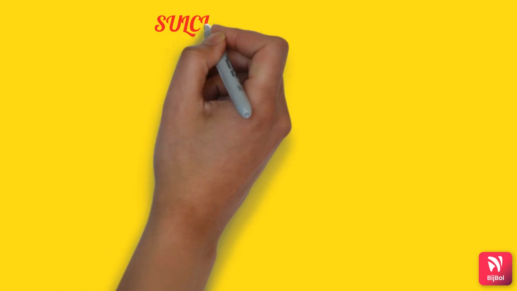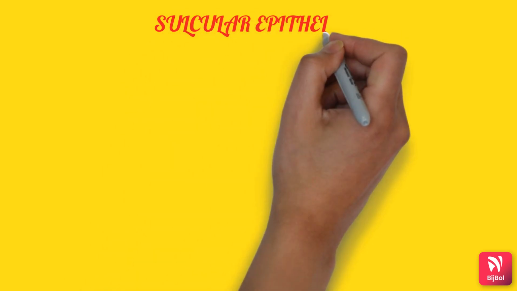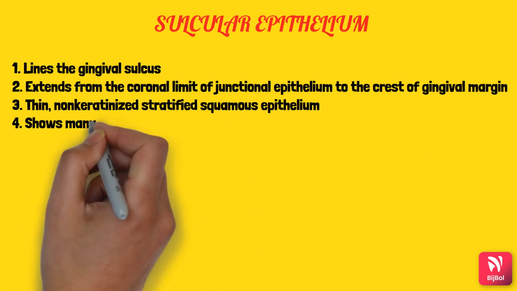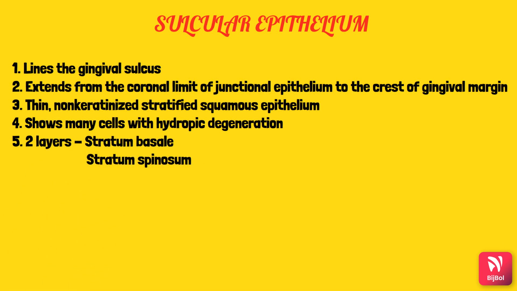Now we will learn about the sulcular epithelium. The sulcular epithelium lines the gingival sulcus. We have already seen in the picture that it extends from the coronal limit of the junctional epithelium to the crest of the gingival margin. It is lined by thin, non-keratinized stratified squamous epithelium. The oral epithelium is keratinized or parakeratinized, whereas the sulcular epithelium is non-keratinized.